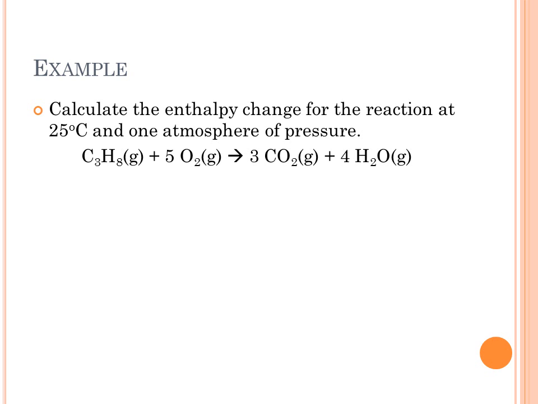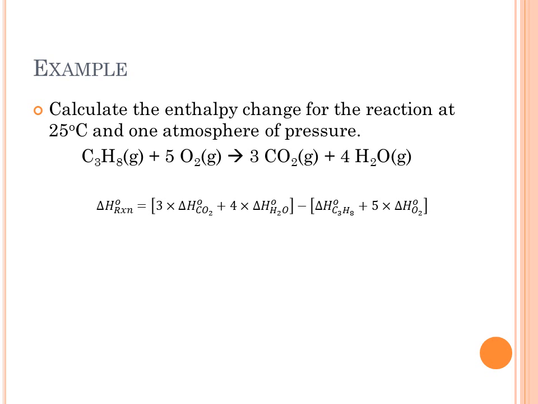Looking at a slightly more complex reaction, we calculate the enthalpy change for the combustion of propane at 25 degrees Celsius and 1 atmosphere pressure. So we have C3H8 plus 5 O2, which we should know has a delta H of 0, yielding 3 CO2 plus 4 H2O. Notice water is a gas phase product here because we have a combustion that's going to liberate a fair amount of heat.